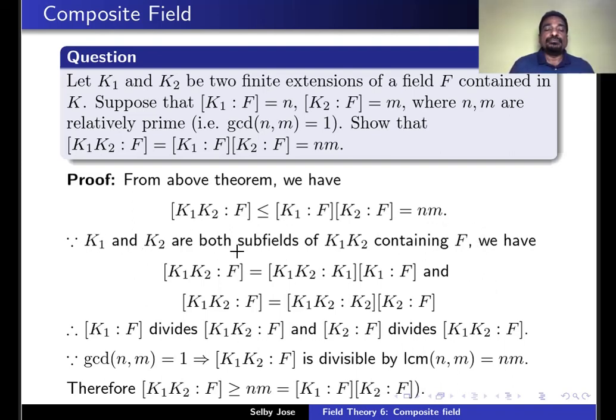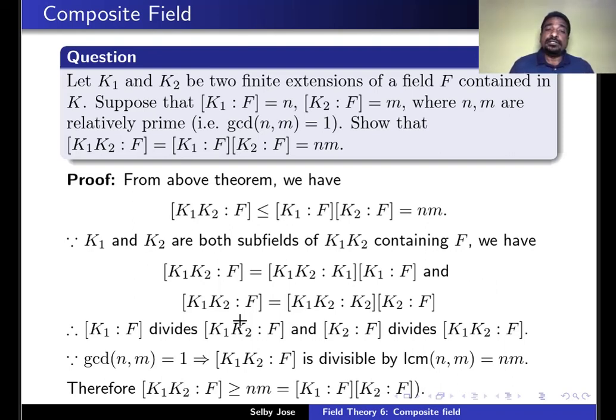Because K1K2 contains both K1 and K2 as subfields, and contains the field F, we can write the degree of the extension K1K2 over F as the degree of K1K2 over K1 times the degree of K1 over F, and the degree of K1K2 over F is equal to the degree of K1K2 over K2 times the degree of K2 over F. This means that the degree of K1 over F and the degree of K2 over F divide the degree of K1K2 over F.